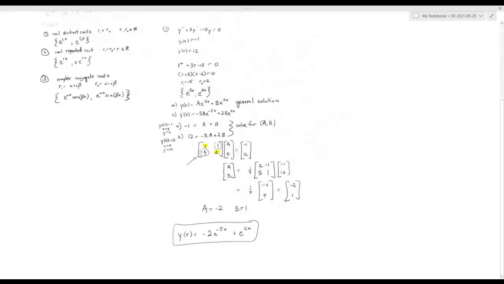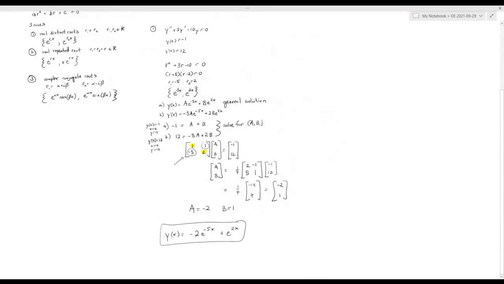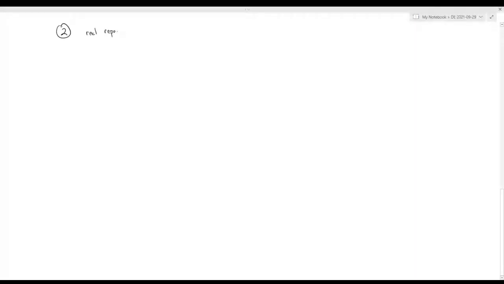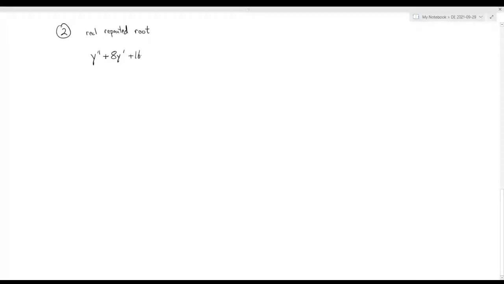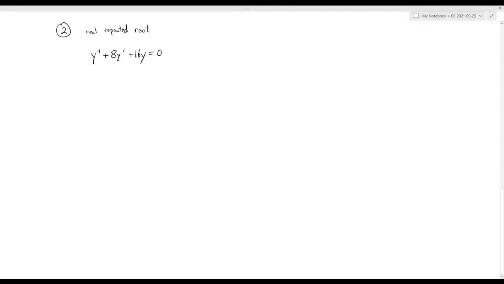So now we're going to go to the second case, real but repeated roots, with an example. Case number 2, real repeated root. So here's a differential equation, constant coefficients, homogeneous.